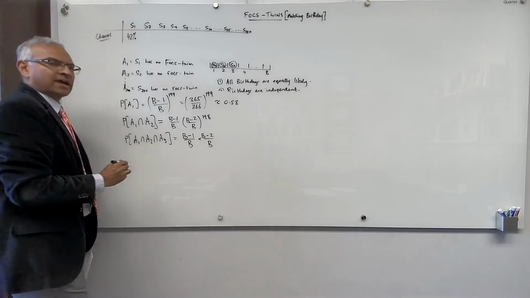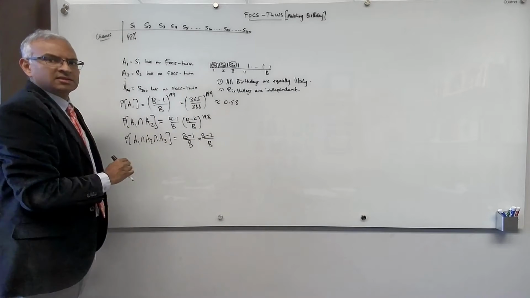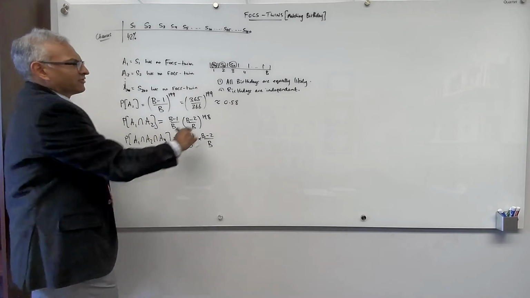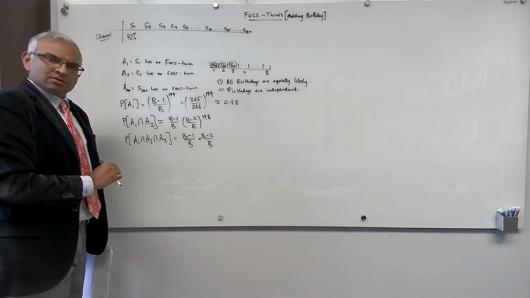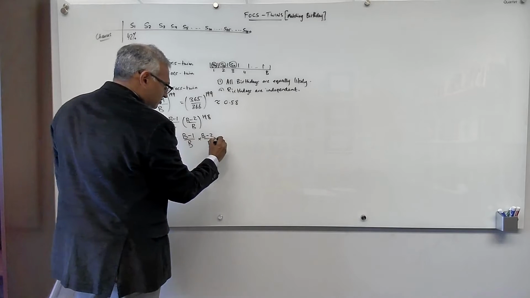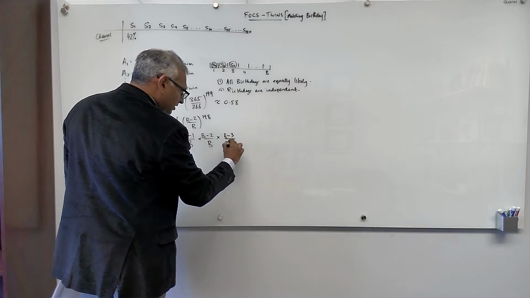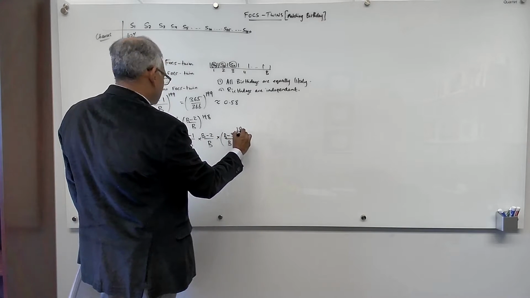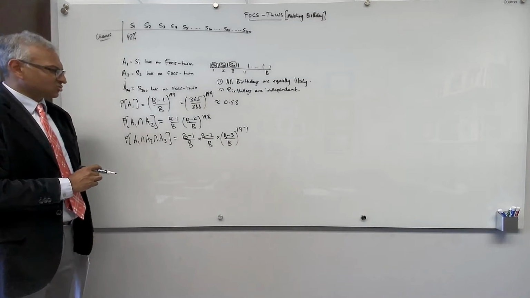So we multiply that. And now there are 197 more students who have available only b minus 3 days in the event that we are interested in. So the chances of that are b minus 3 over b raised to the power 197. There are 197 such students.